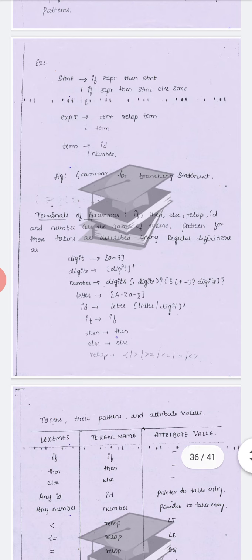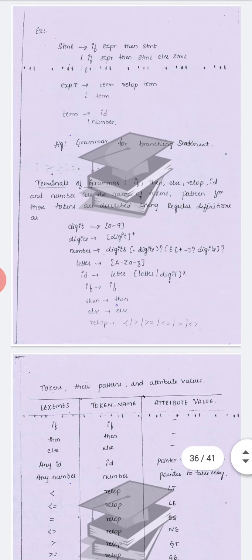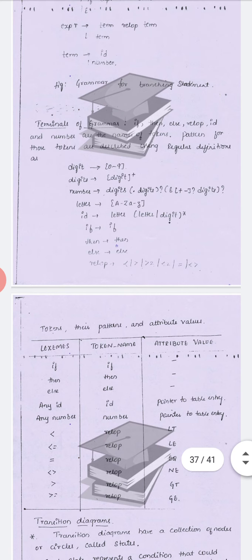Next we will see the terminals of the grammar. If, then, else, relop, id and number are the names of tokens. Patterns for these tokens are described using regular definitions, such as digit. Digit includes 0 to 9, which means any one number. Next, digits. Digits means digit plus, which means it should have at least one digit.